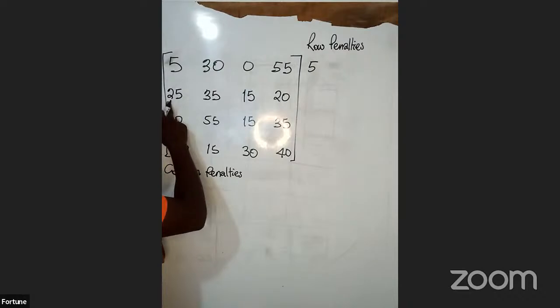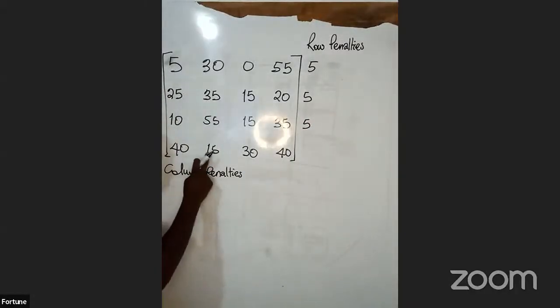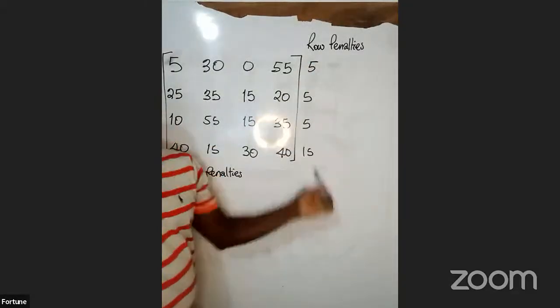The least here is 15. Next least is 20. Difference is 5. Least is 10, next is 15. Difference is 5. Least is 15, next least is 30. Difference is 15. These are the row penalties.